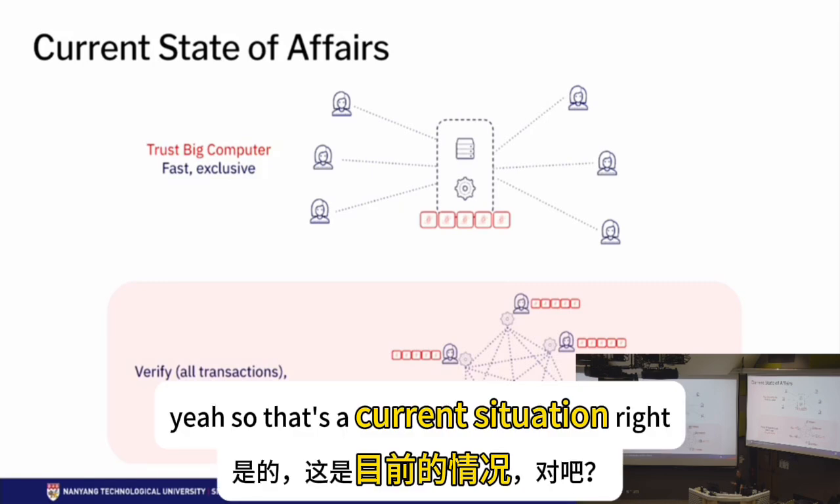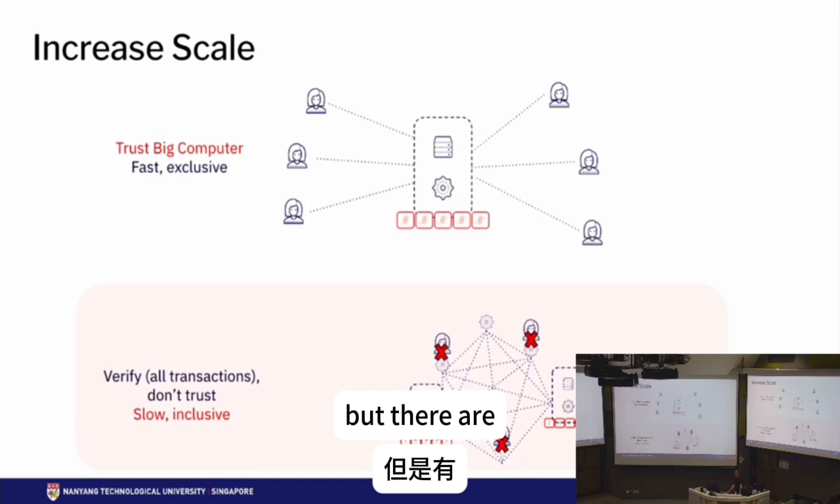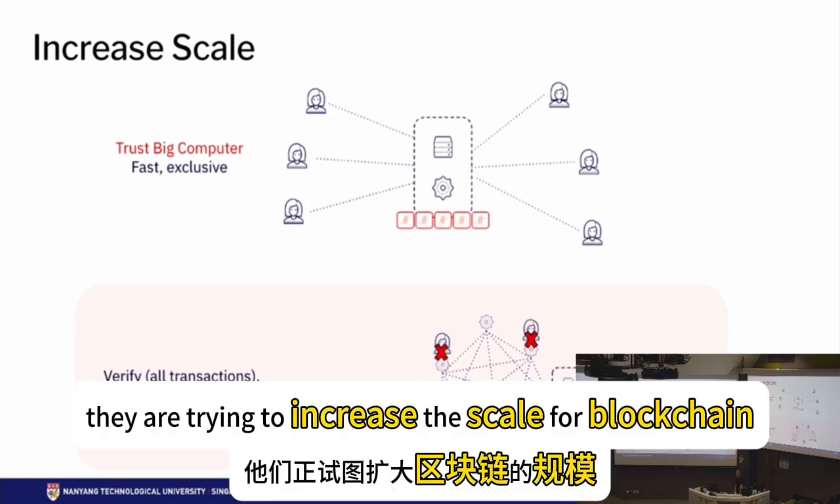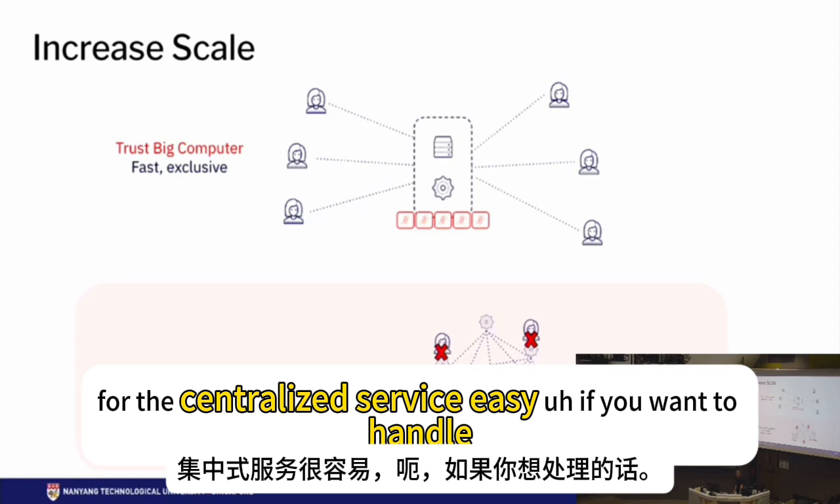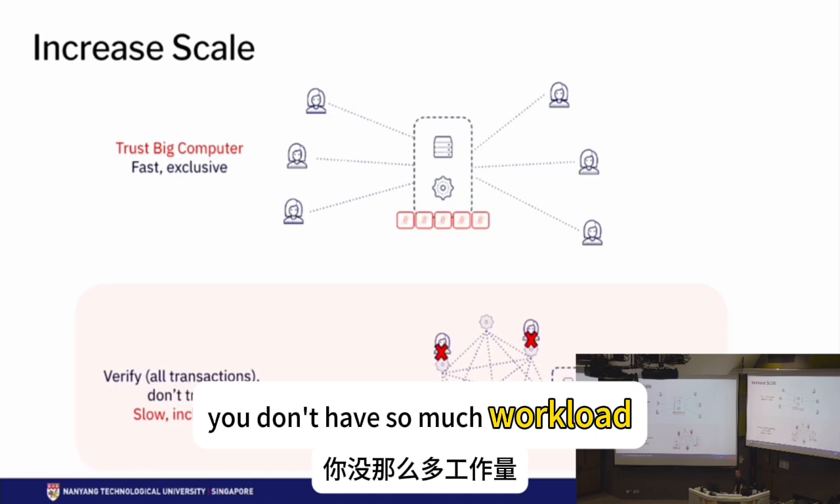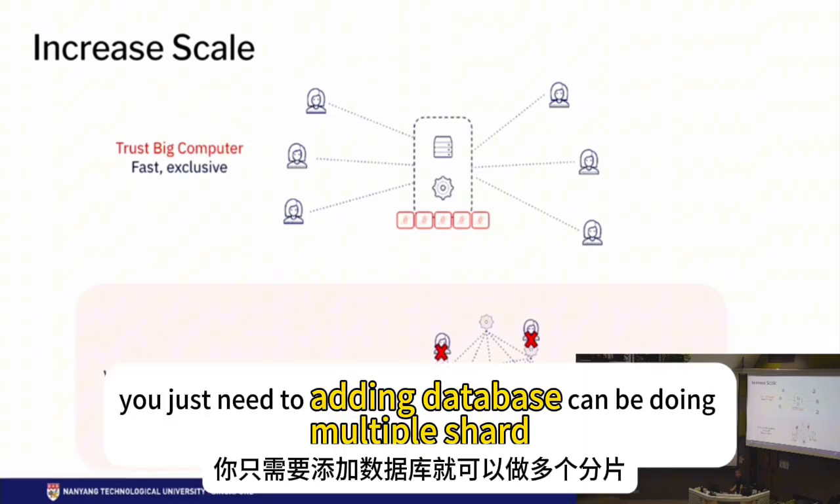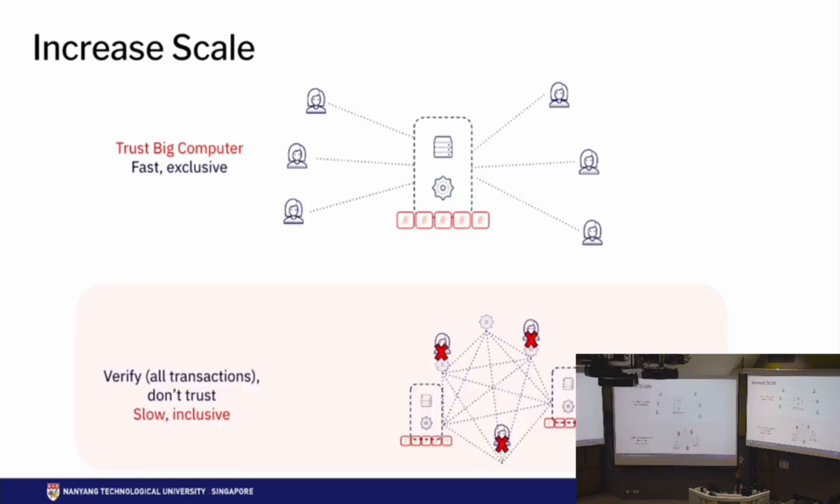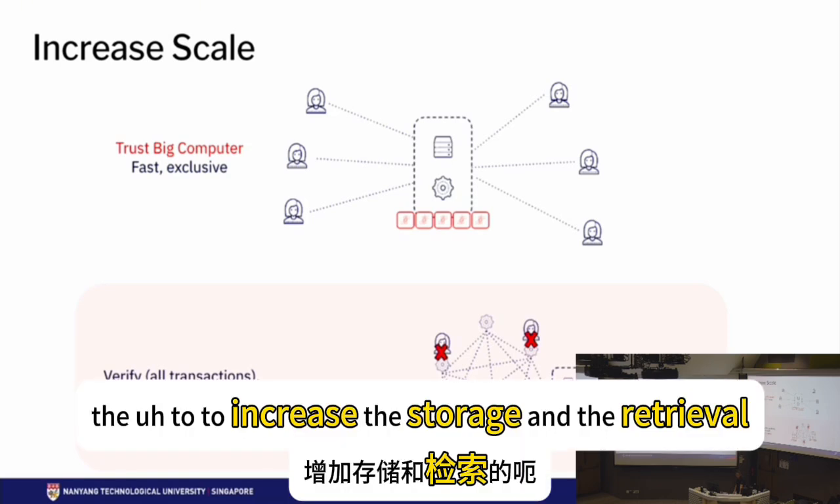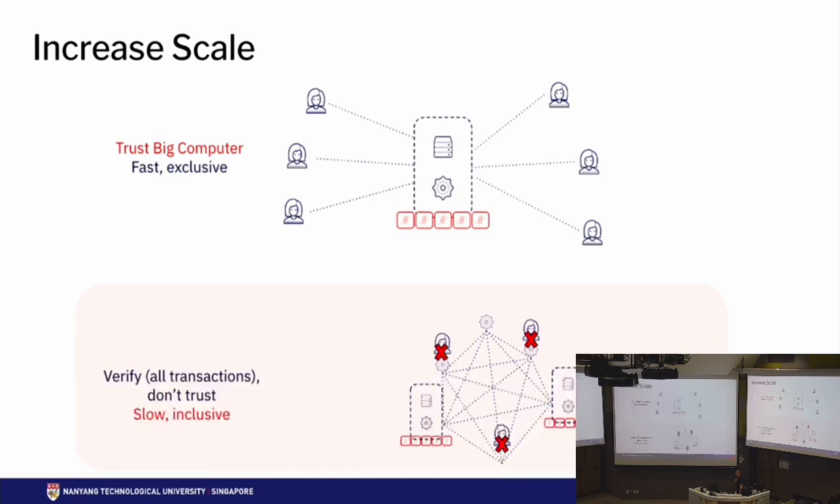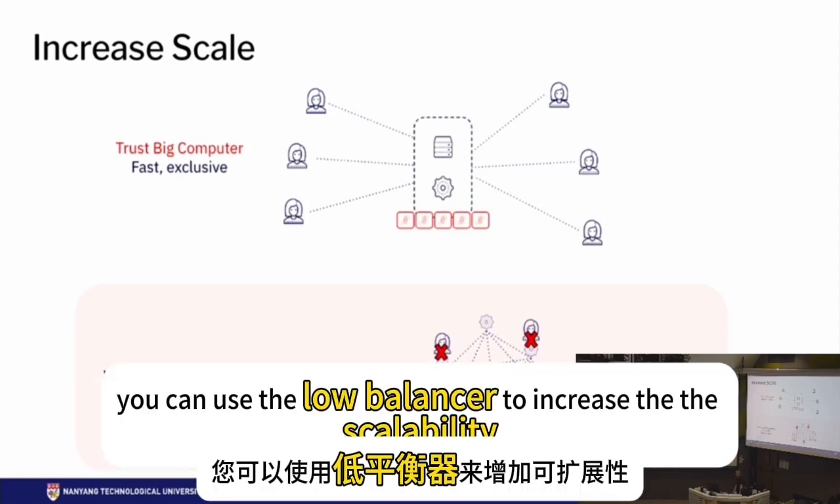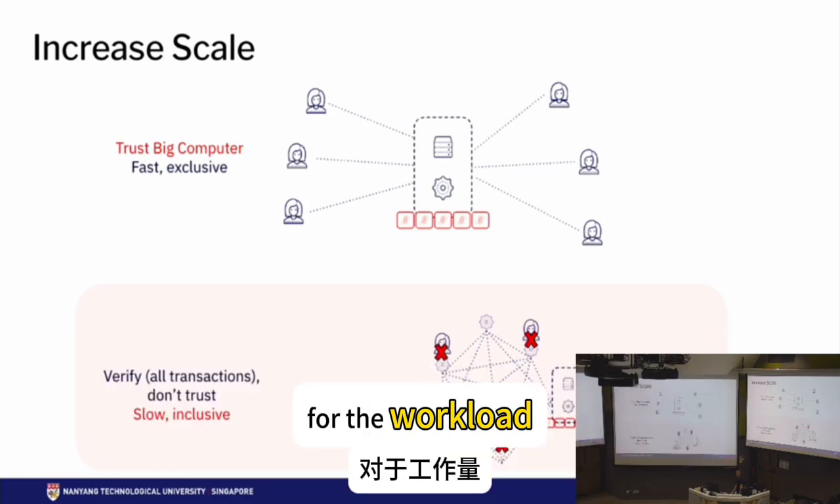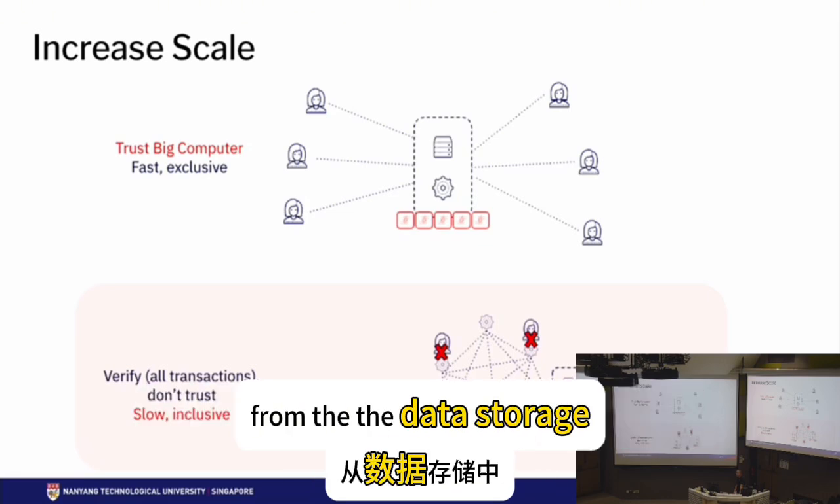Yeah, so that's the current situation. But again, as I mentioned, there are companies like Solana trying to increase the scale for blockchain. For the centralized service, it's easy. If you as a startup don't have so much workload, you can just add databases, do multiple shards to increase the throughput, the computation, the storage and the retrieval. You can use a load balancer to increase the scalability for the workload when the user is trying to retrieve the data from the data storage.